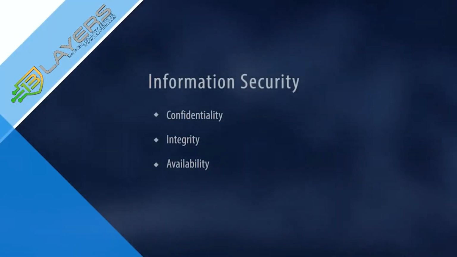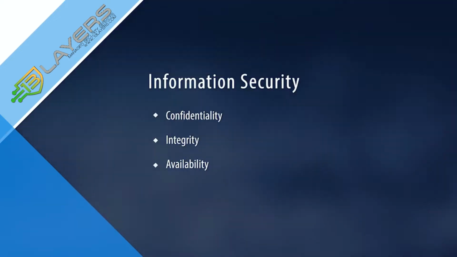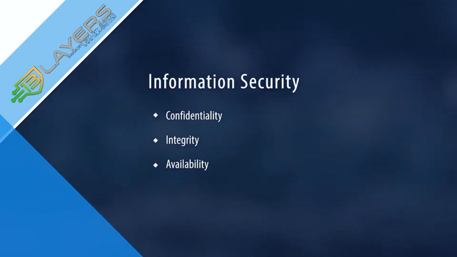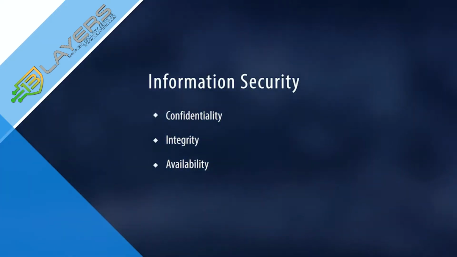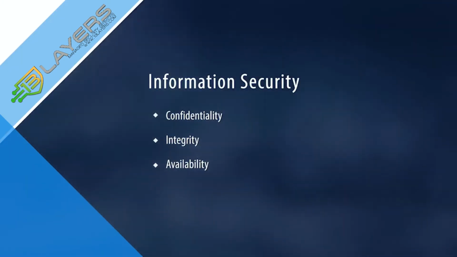What is information security? Information security is the process of maintaining confidentiality, ensuring integrity, and assuring availability of the information. Information security is a constantly evolving process. Employees can play a key role in this process.